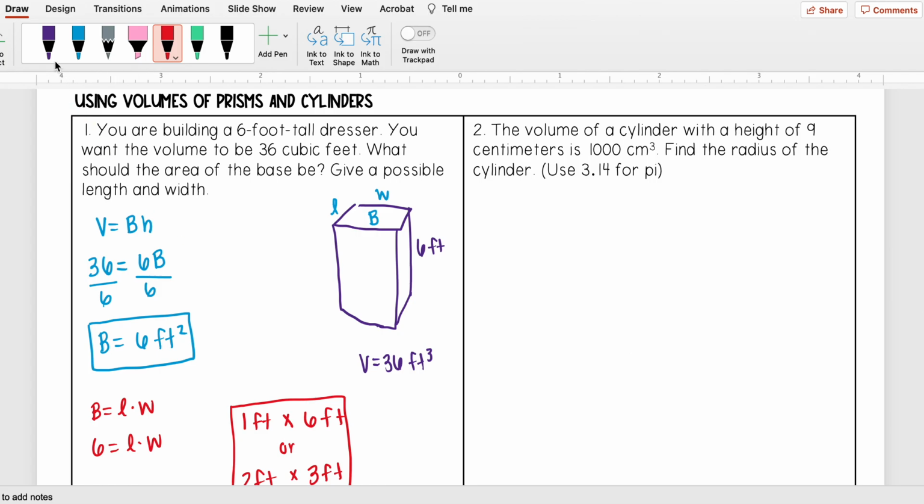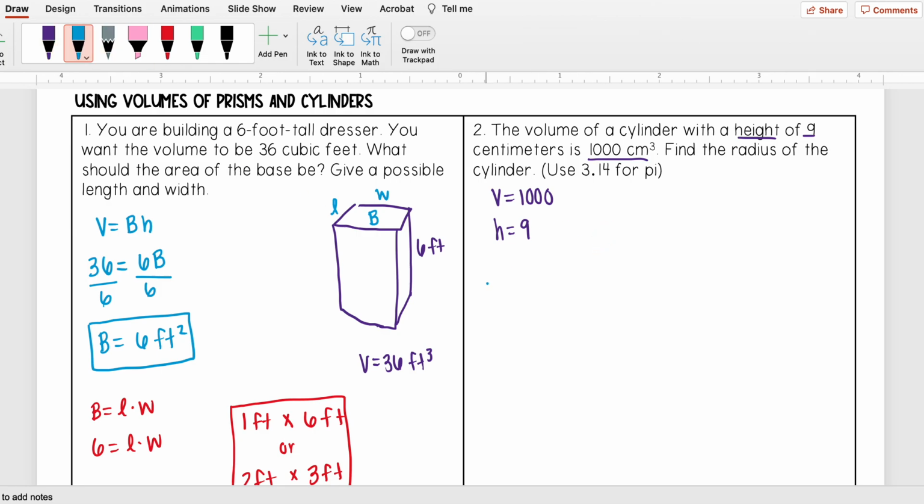Okay, looking at the second one, it says that the volume of a cylinder with a height of 9 centimeters is 1,000 centimeters cubed. Find the radius of the cylinder. And I want to use 3.14 for pi. So I want to first write down all the information I know. I'm first told that the volume is 1,000 centimeters cubed, so I know V is equal to 1,000. I'm also told the height is 9 centimeters, so H is equal to 9.